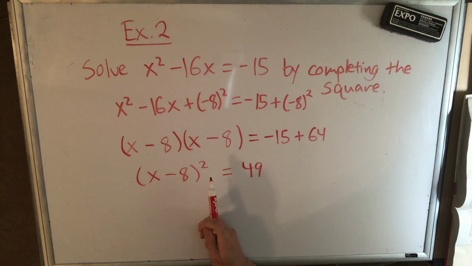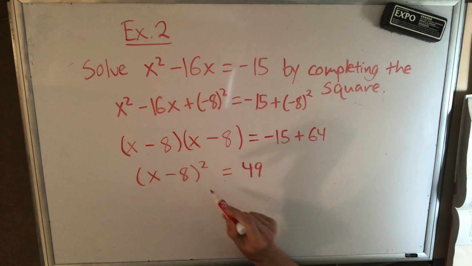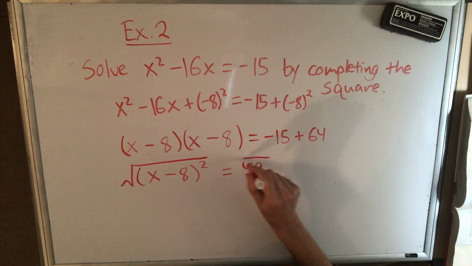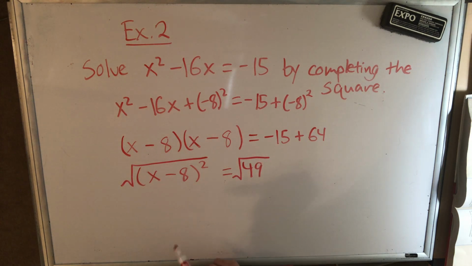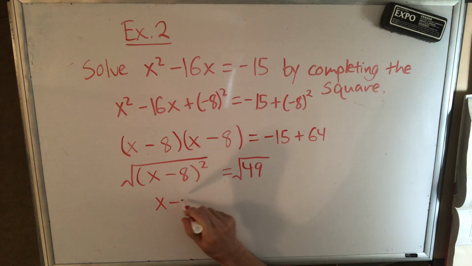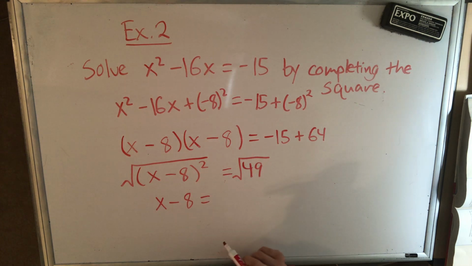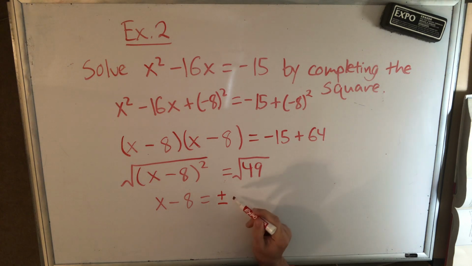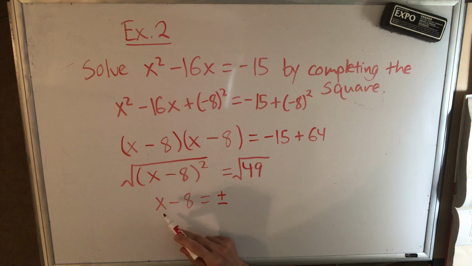All right, so now that the square is isolated on one side of the equal sign, we can get rid of the square by taking the square root of each side. So the square root of x minus 8 squared is x minus 8. And then anytime you take the square root of both sides, you need to put plus or minus on the opposite side of the equal sign from the variable.